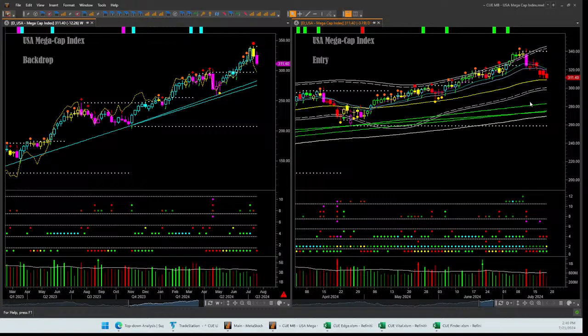So I'll come back to that. But this is one thing I am looking at and I am anticipating things. But I am not buying the mega cap custom index. I am buying something else. I'll come to that.